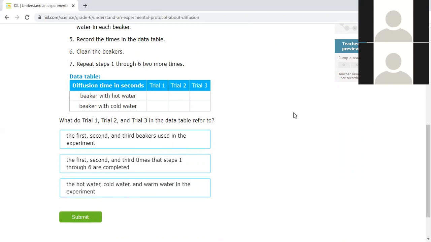Do they refer to the first, second, and third beakers used? The first, second, and third times that steps 1 through 6 are completed? Or the hot water, cold water, and warm water in the experiment? What three things are the trials representing?